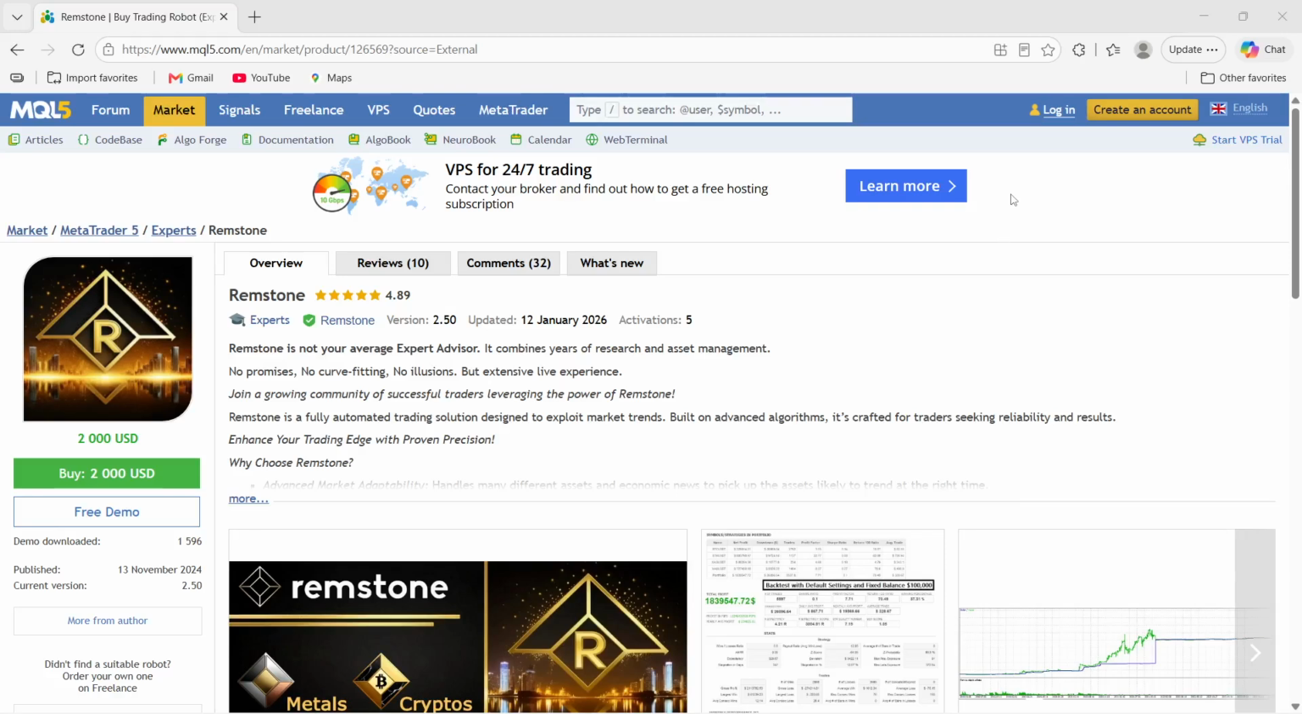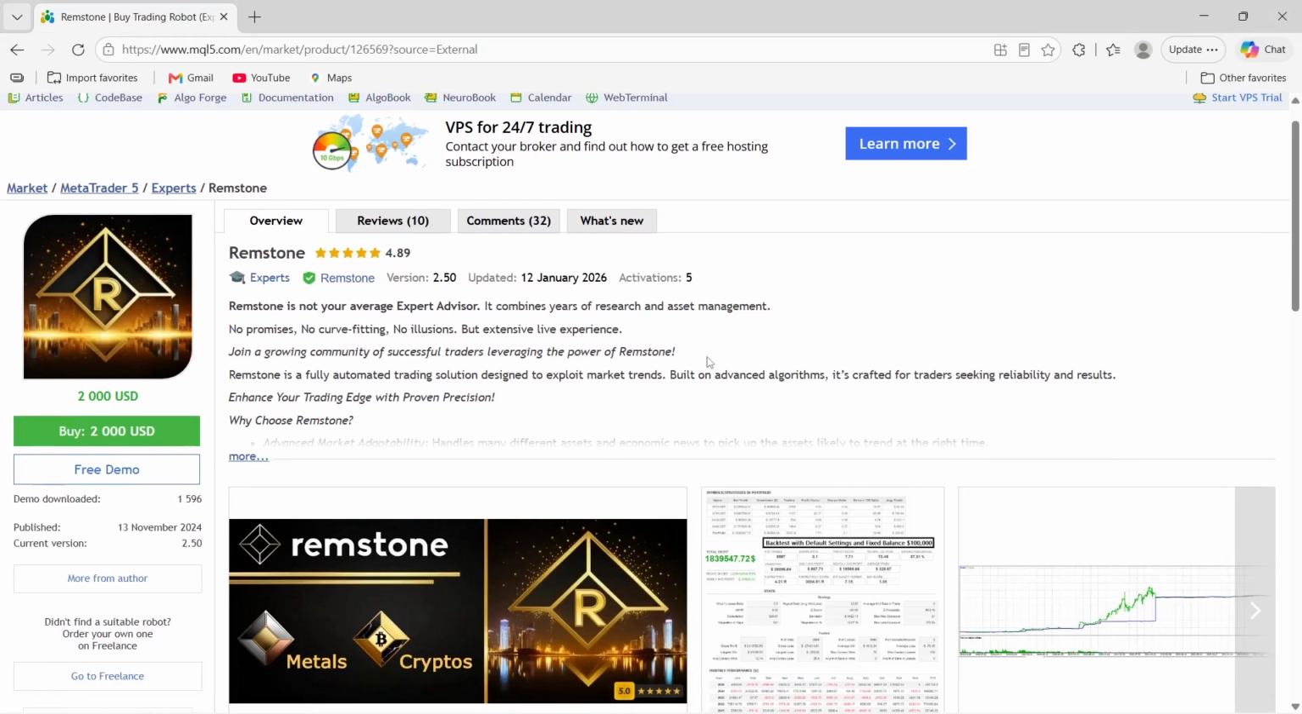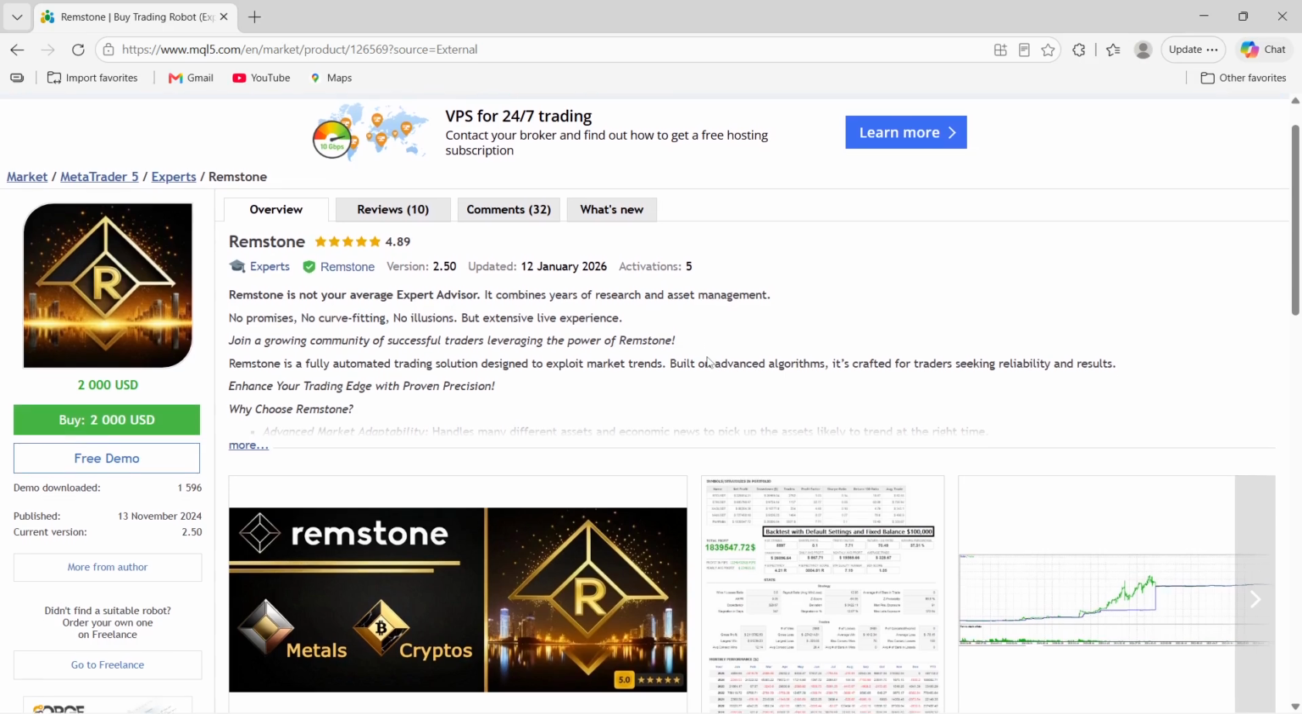Hello traders. Today we are breaking down Remstone EA for MetaTrader 5, the one that's been marketed as this institutional grade trend following system supposedly designed for large capital and long-term investors.